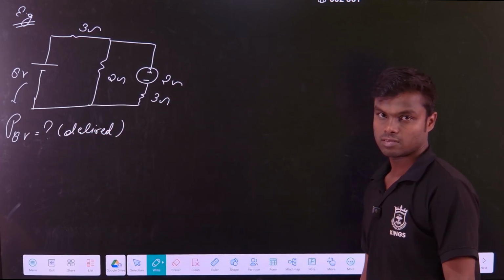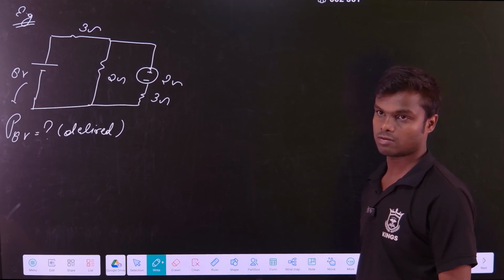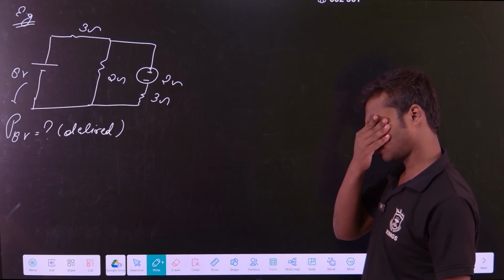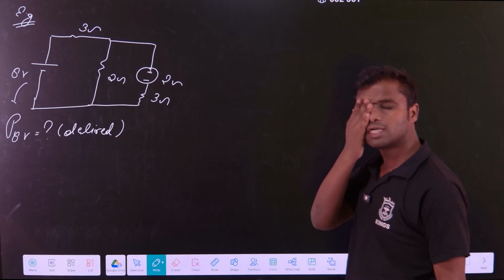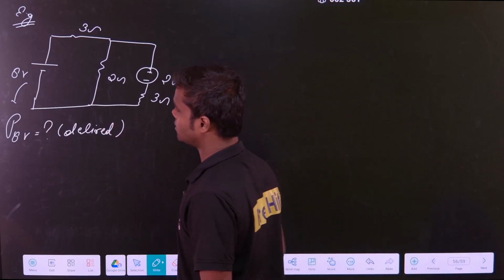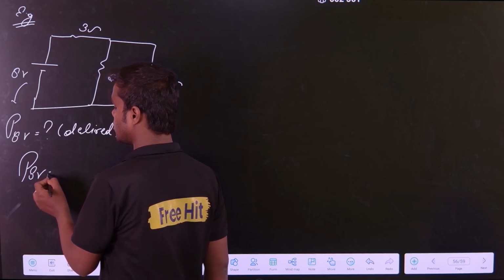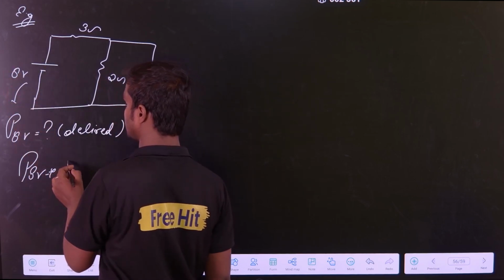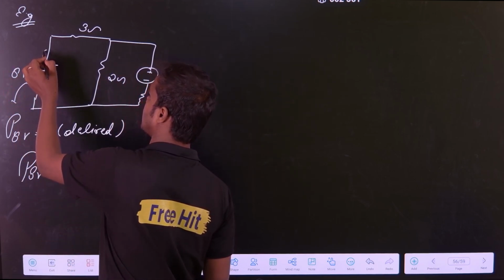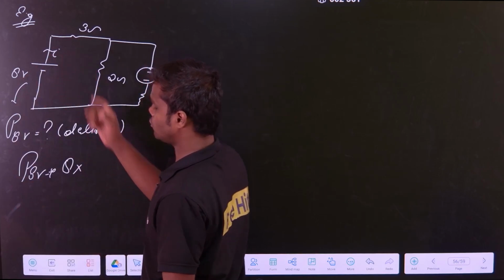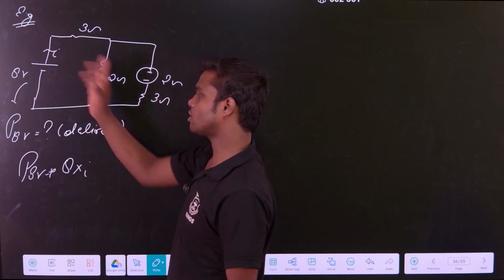Clear? How will you solve? What is the approach? See, if you want to find the power delivered by the 8 volt battery, what will you write? You will write the voltage, which is 8 volt, correct? And what is the current I? So your aim is to calculate that I. And how will you calculate that I?